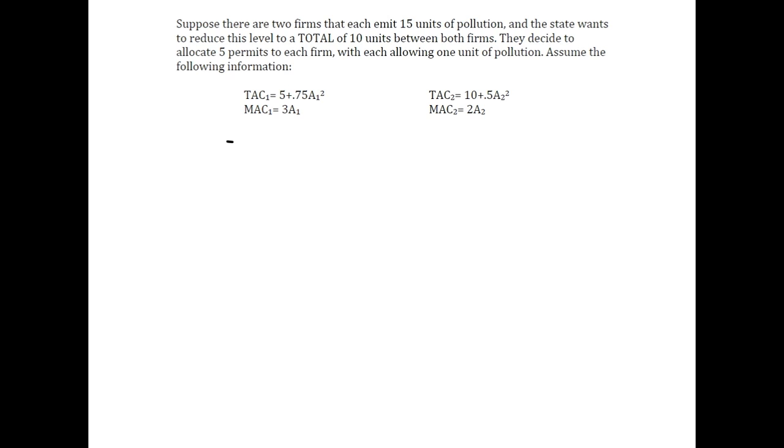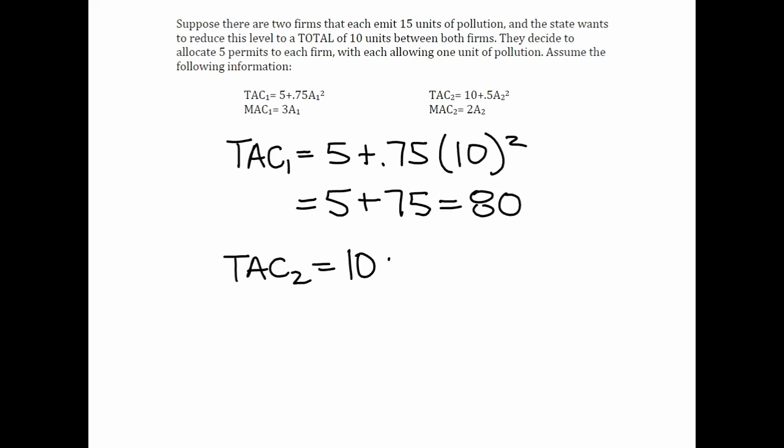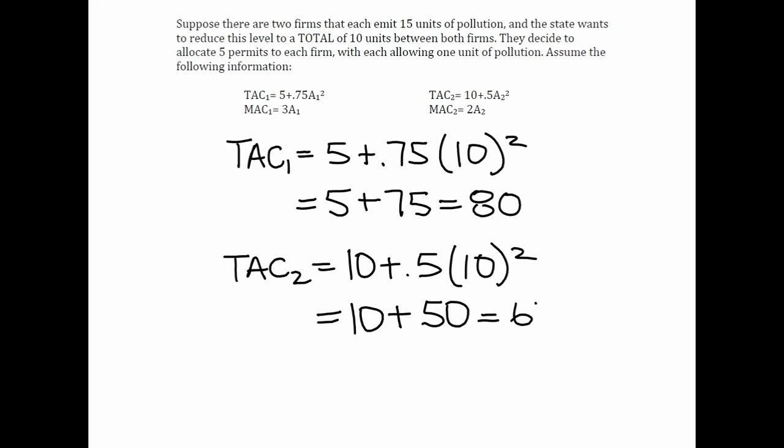The total and marginal abatement cost equations are given for each firm, with A being the number of units abated. The marginal abatement cost is the amount it would cost either firm. To begin, let's calculate how much it would cost each firm to abate half of the 20 units required by the state. In order to do this, we need to plug 10 in for A1 and A2 in the total cost equations. After calculating this, we see that it would cost Firm 1 $80 to abate 10 units, and it would cost Firm 2 $60 to abate 10 units.